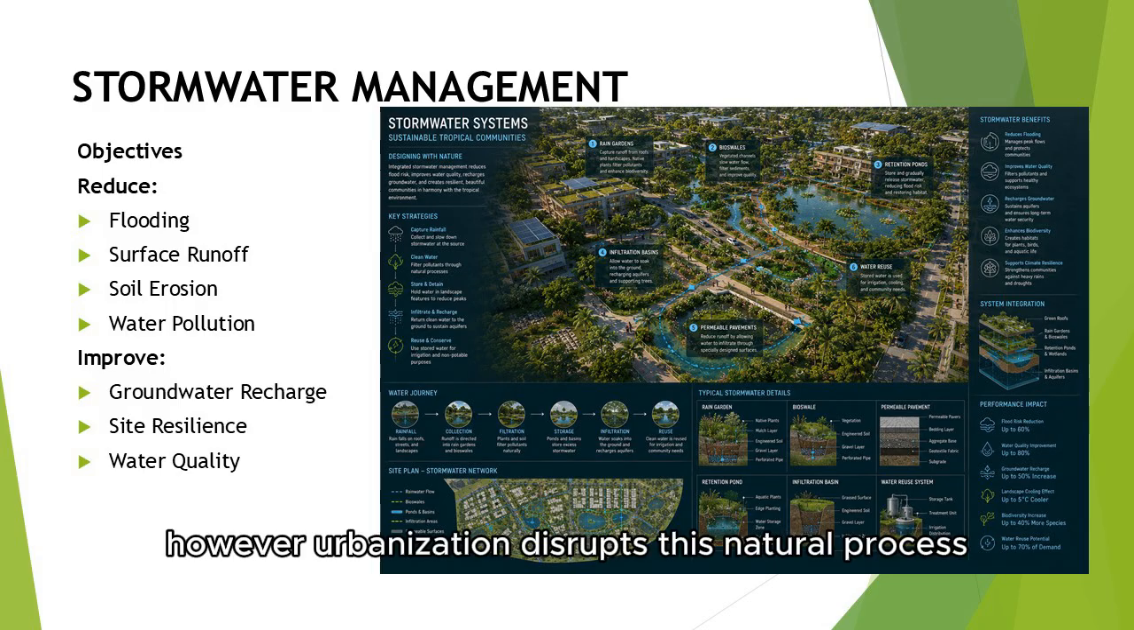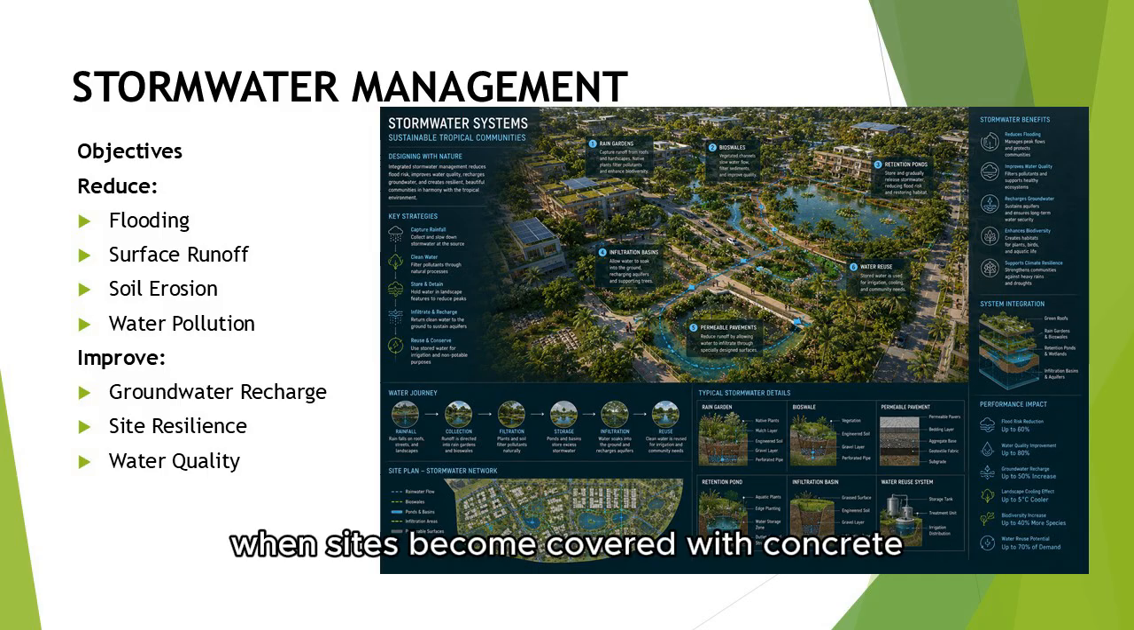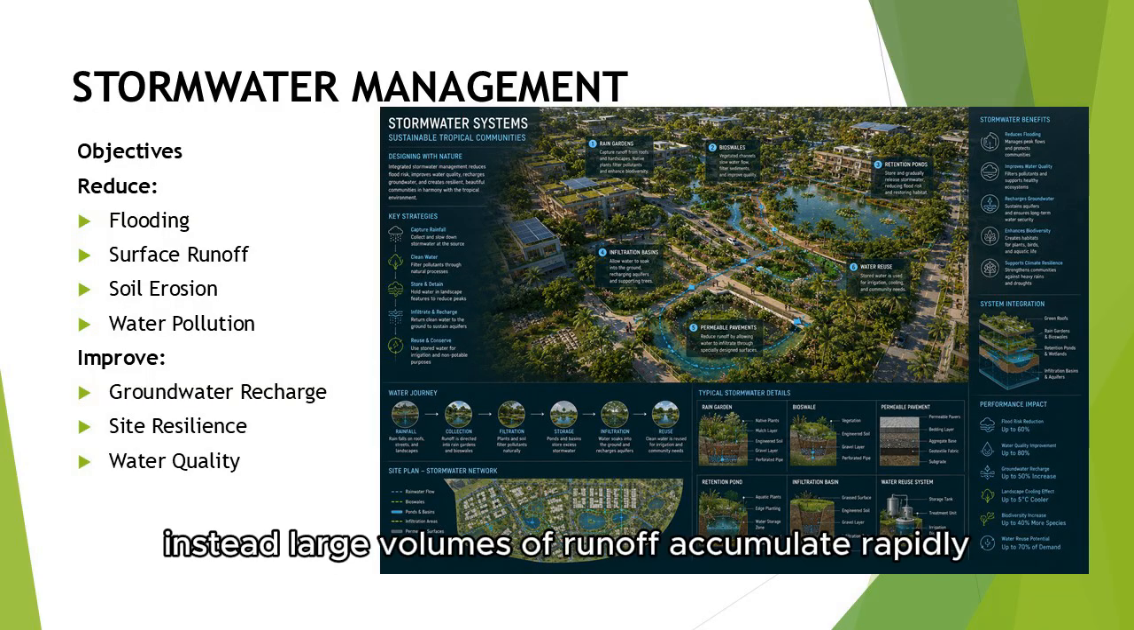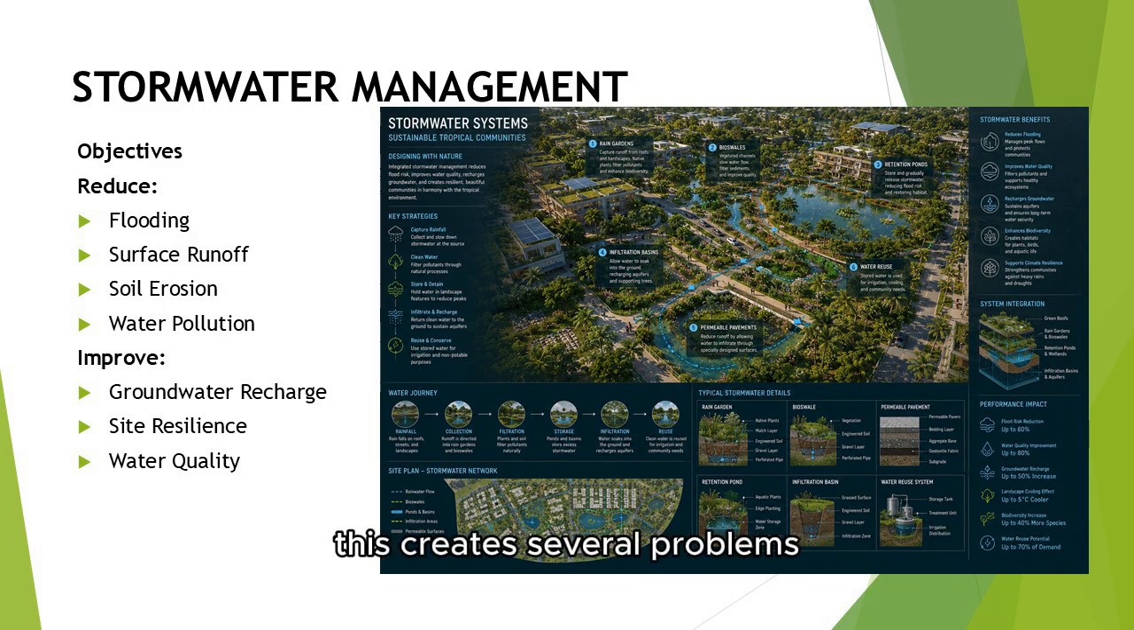However, urbanization disrupts this natural process. When sites become covered with concrete, asphalt, buildings, and pavements, water can no longer infiltrate effectively. Instead, large volumes of runoff accumulate rapidly. This creates several problems. Flooding becomes more frequent, water pollution increases as runoff carries contaminants into rivers and waterways. Soil erosion becomes more severe.